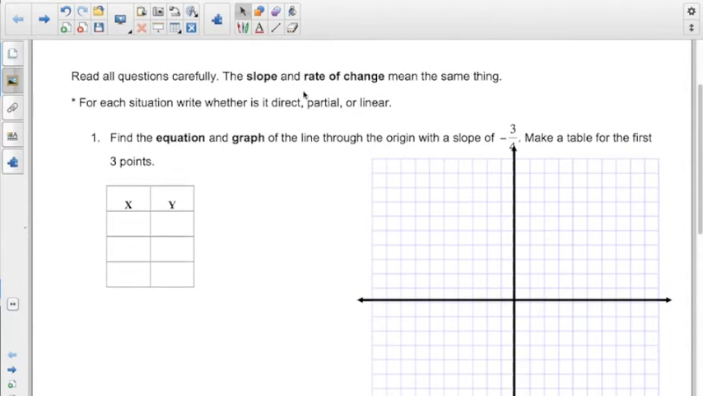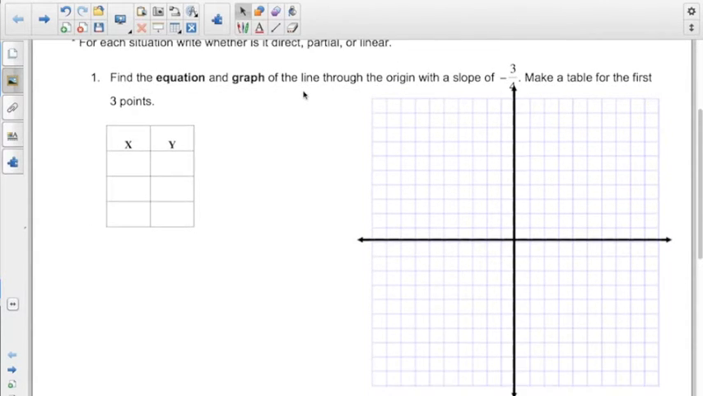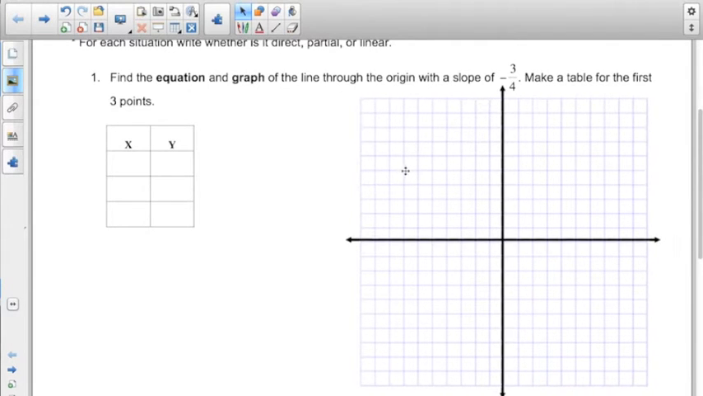So question number 1, it says find the equation and graph the line through the origin with a slope of -3/4. Make a table for the first 3 points. First things first, I can graph the line right away because it's saying that it starts at the origin and it has a slope of -3/4.